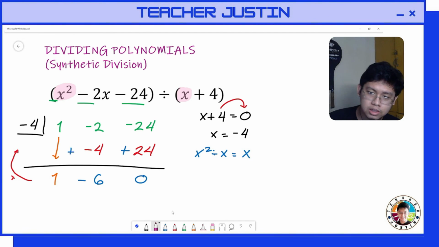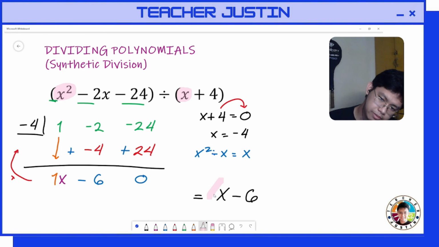So we will start our leading term with x, followed by a constant, and our last term will serve as our remainder. Therefore, since we don't have any remainder, our quotient for these two polynomials will be x minus 6. And that will be our final answer.